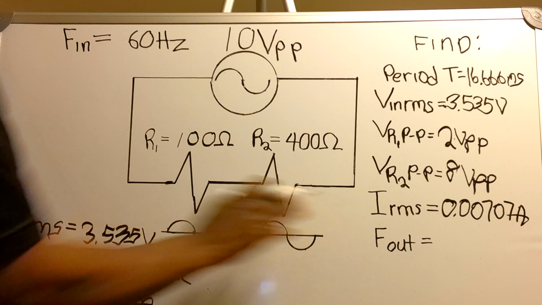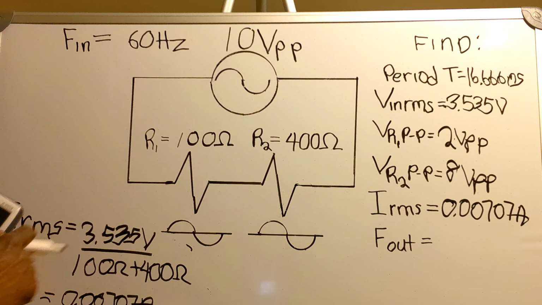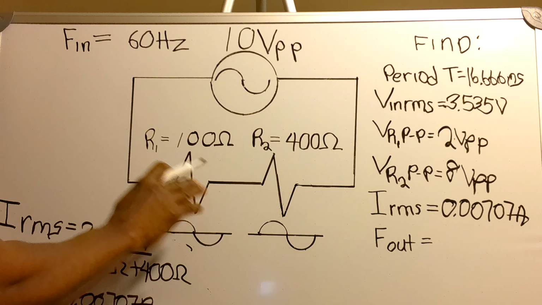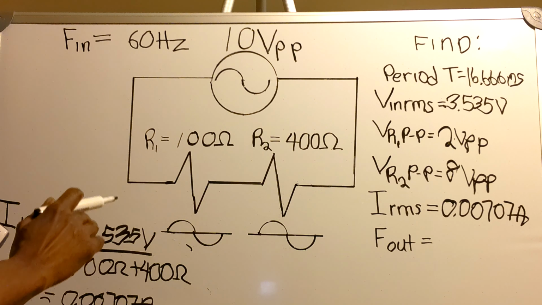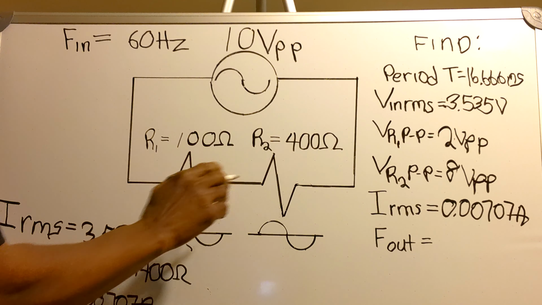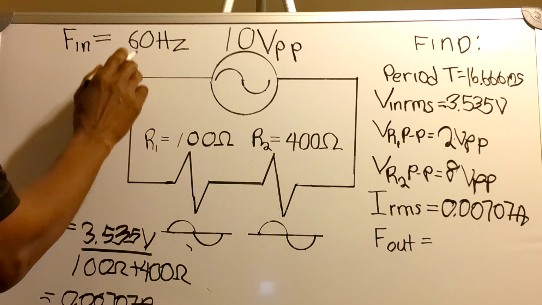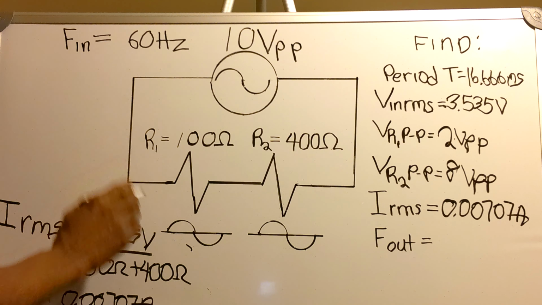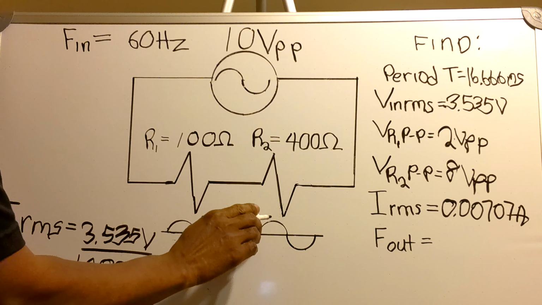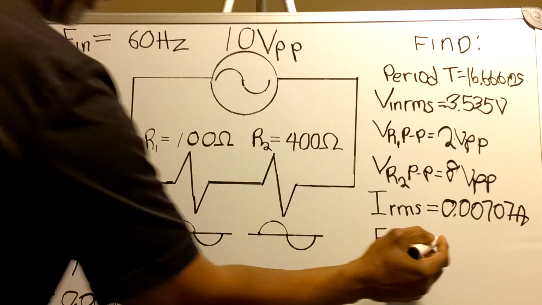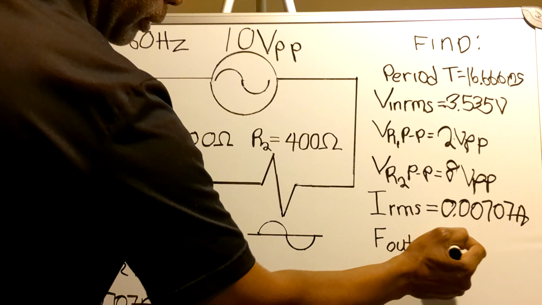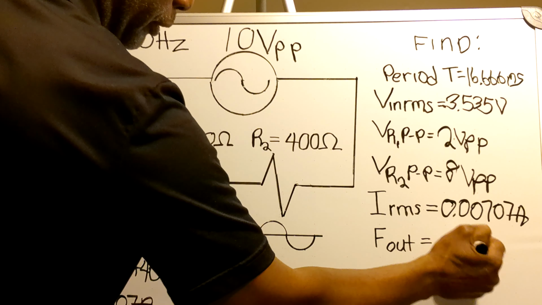Now the frequency out. We really don't need to do any math for that because this circuit is a purely resistive circuit. That means that the frequency on the output is the same frequency on the input. That means that it's 60 hertz here, 60 hertz here, 60 hertz here, which means that the frequency out is 60 hertz.